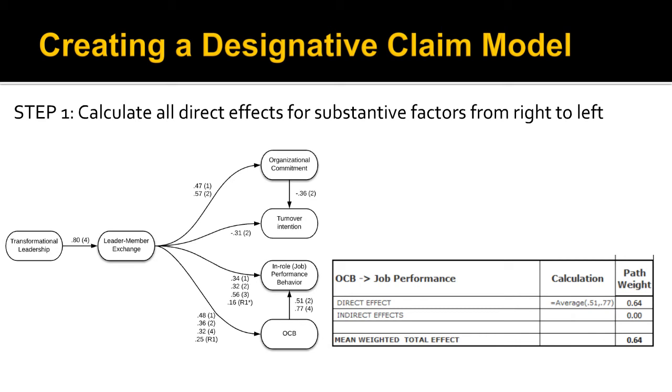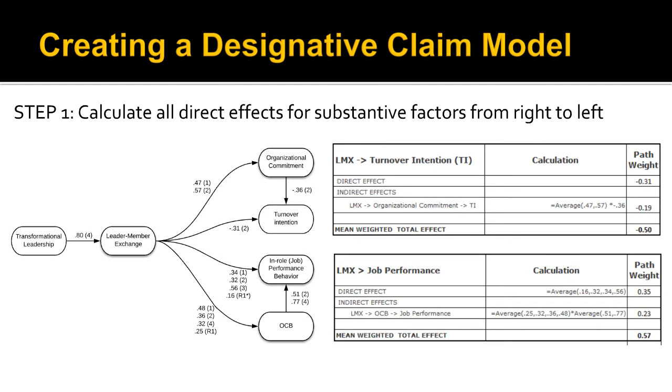For now, to determine the mean weighting total effect for organizational citizenship behavior, OCB, we would need to calculate the average of 0.51 and 0.77. As shown in the table on the right, this average is 0.64.